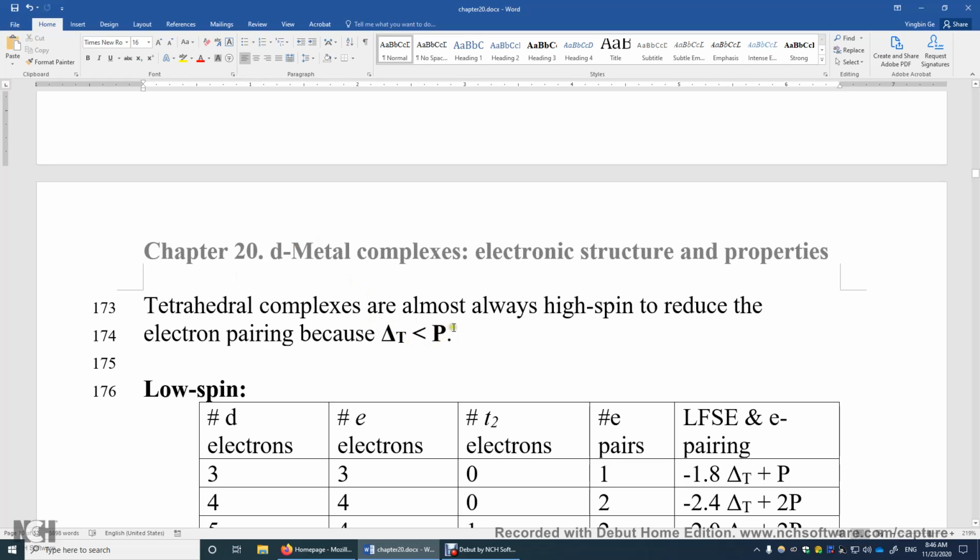All right, remember in the octahedral complexes, delta O and P are in general within the same range, between 10K to 30K wave numbers. In this case, delta T is only 40% of delta O. So typically, delta T is much smaller than the electron pairing energy.